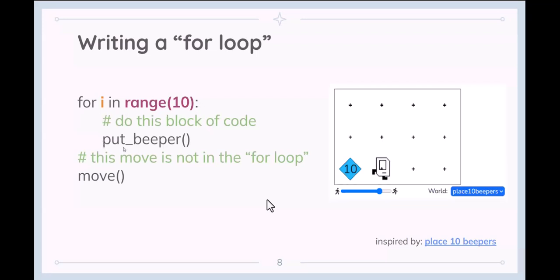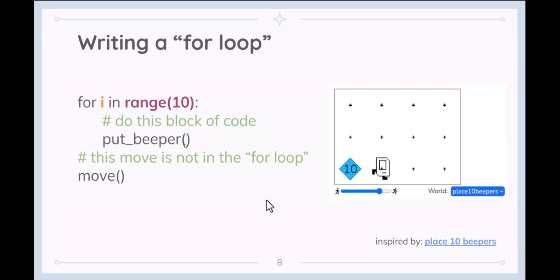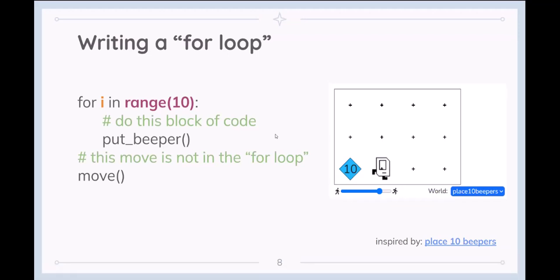Afterwards, you'll indent the rest of the code. This indicates that you want to do this block of code 10 times, or however many times you said right here. In this case, I'm putting the beeper down 10 times. Afterwards, when I'm done with writing the for loop, I'll remove the indentation and continue writing my code as normal. So after I put a beeper 10 times, I want to get out of the for loop and move once forward. As you can see here, this is what the output of the code would look like. I put 10 beepers down. Afterwards, I'm no longer in the for loop and I move forward once.